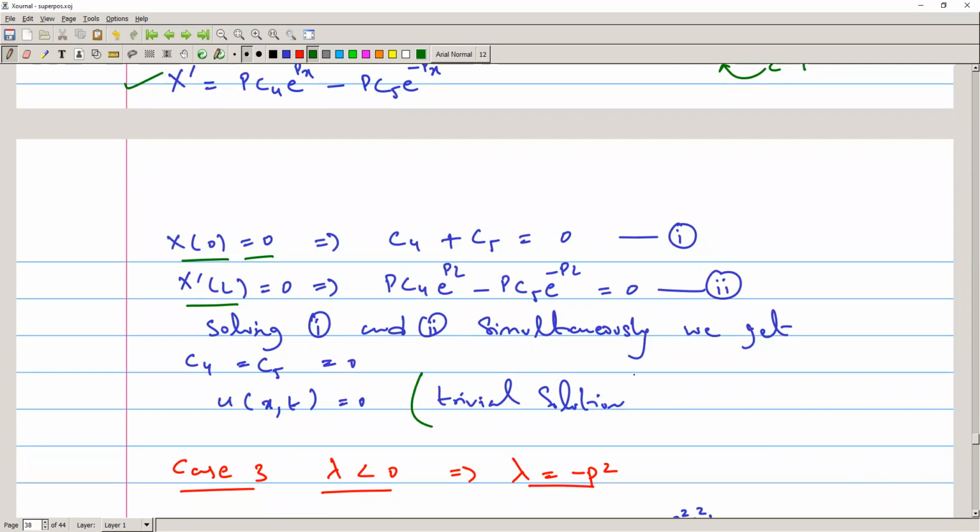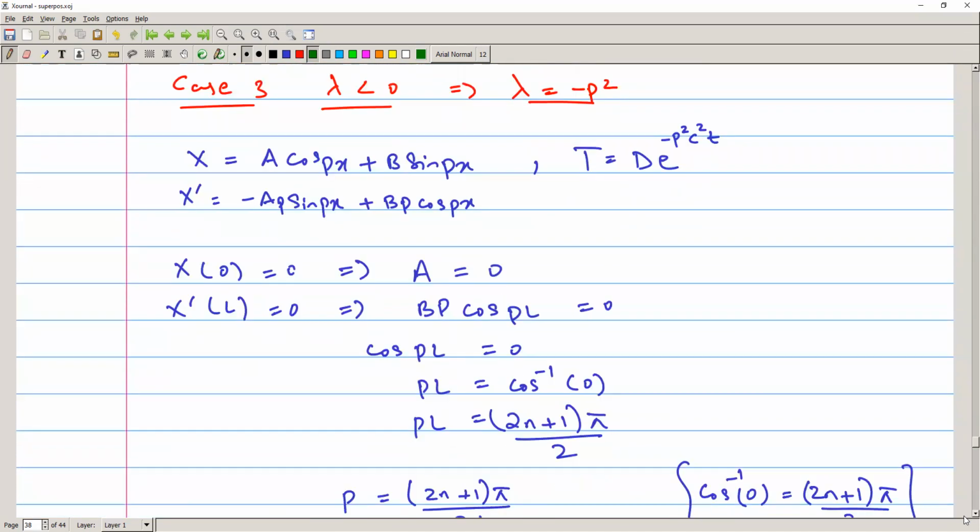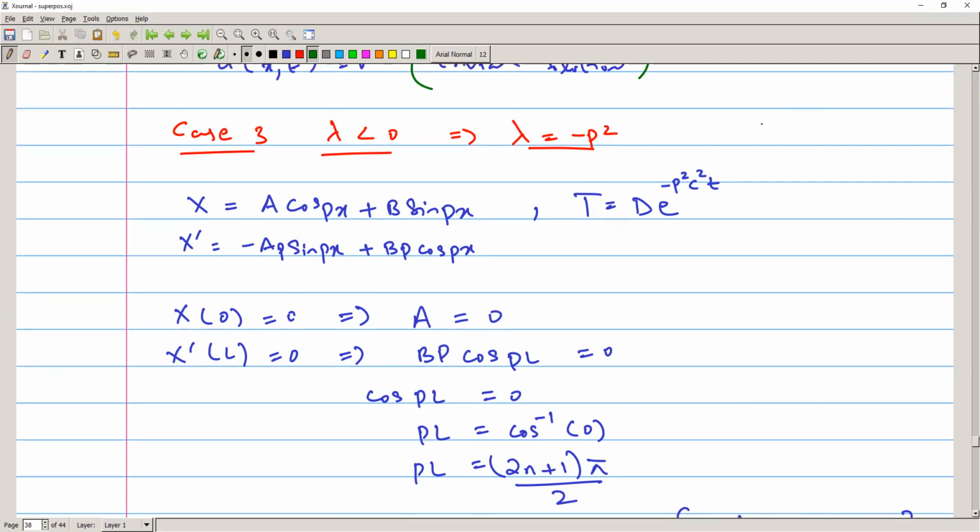So now we are looking for a non-trivial solution. So we will check case 3. Can we get a non-trivial solution or not? So here is case 3, when lambda is less than 0. That's why we assume lambda is equal to negative p squared, right? Then the equations will be x double prime is equal to negative p squared x, and t prime will be equal to c squared p squared t, right? Negative.